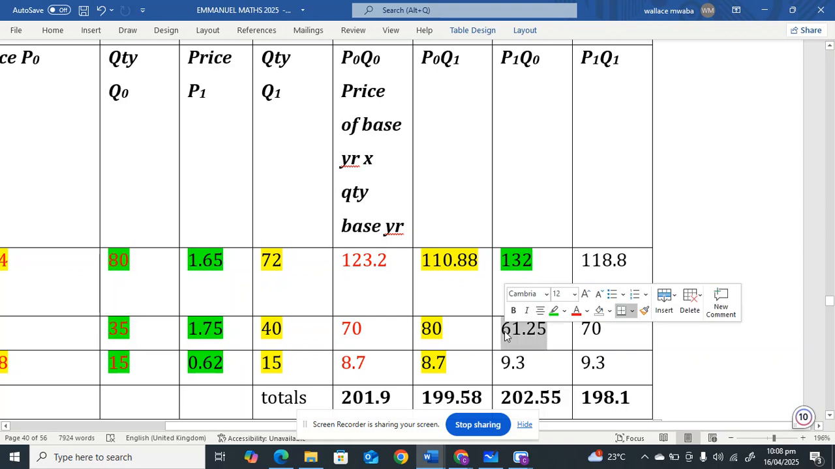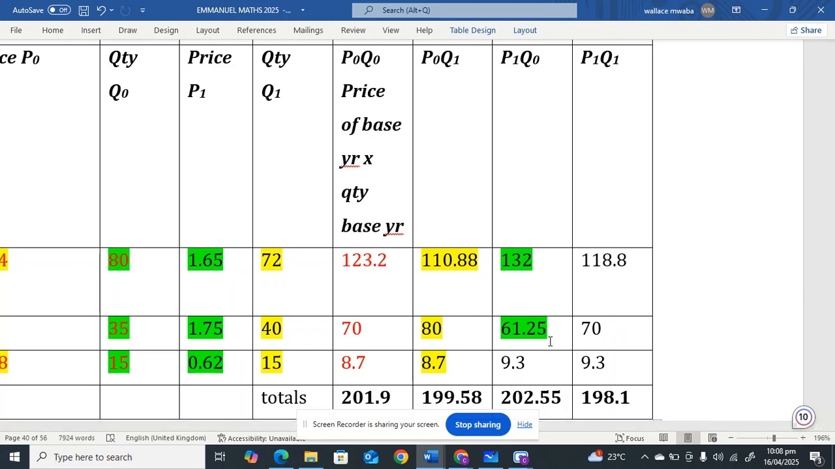You cause heart attacks, madam. People have submitted already. Some people have submitted already. 15 times 0.62. Okay, we get the totals. 132 plus 61.25 plus 9.3.